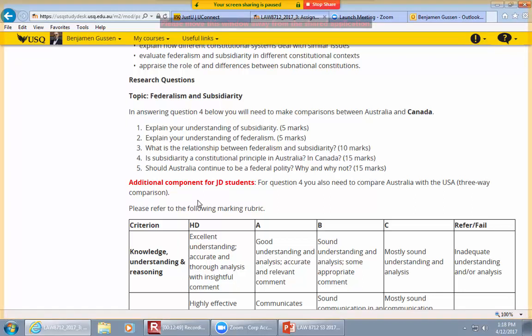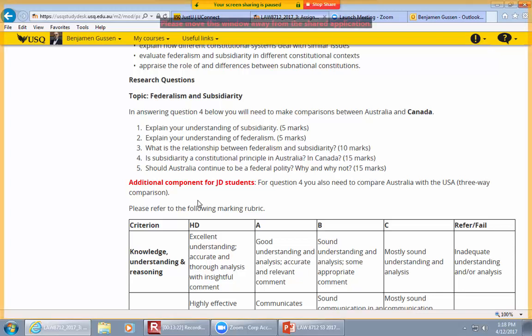And it says there in red, additional component for JD students. It says for question 4, you also need to compare Australia with the US. So if you are doing this as an LLB student, you only need to look at Australia and Canada. If you are doing this as a JD student, you will have to write the 5,000 word opinion, where that extra 1,500 words is going to go to a further comparison between Australia and the US. So you need to do a 3-way comparison.